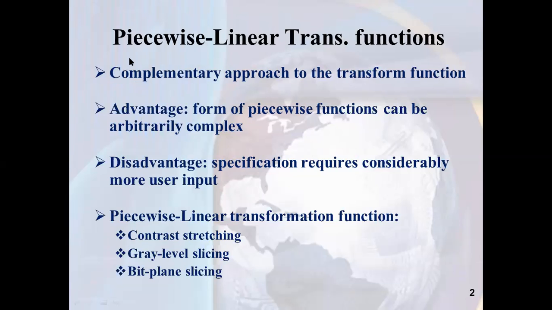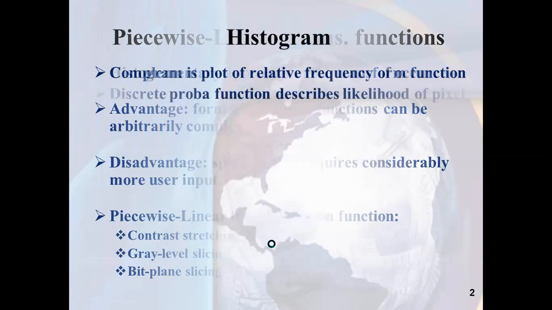So we have three piecewise linear transformation functions: contrast stretching, gray level slicing, and bit plane slicing. So we talk about this during this video.